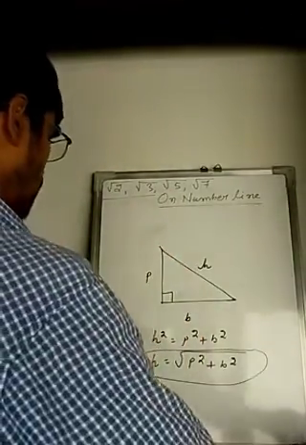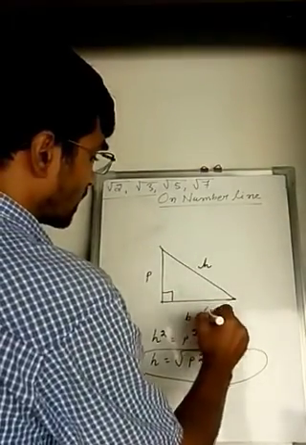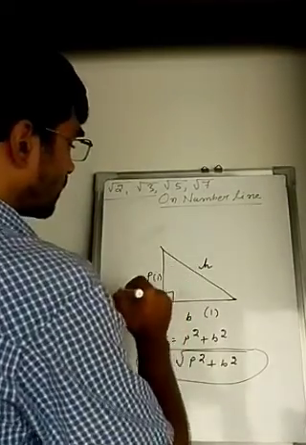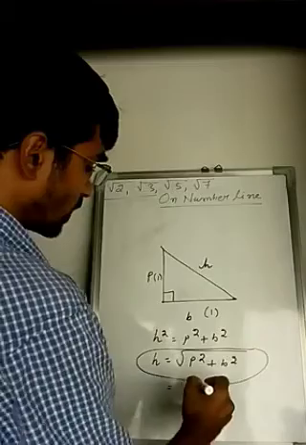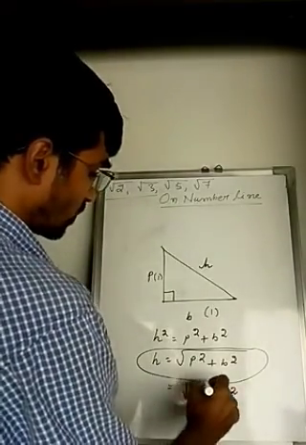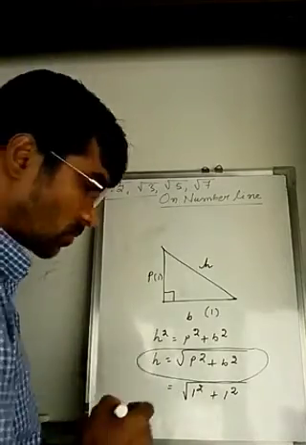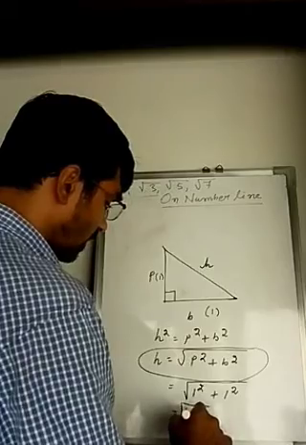See here. How? If the base is 1 and the perpendicular is 1, then what will happen? In the place of perpendicular square we can put 1 square, and in the base square place we can write 1 square. Then this will be 1 square plus 1 square. Then this is the square root of 1 plus 1. Then what will this be?